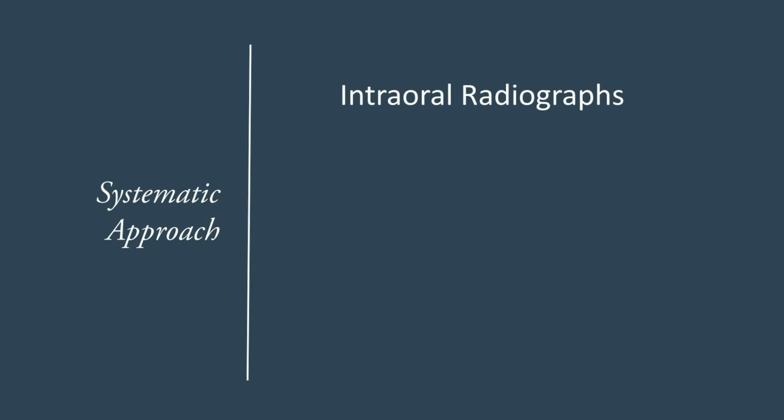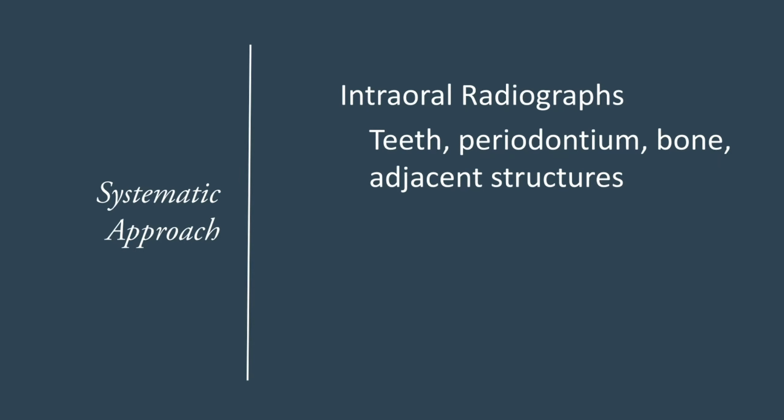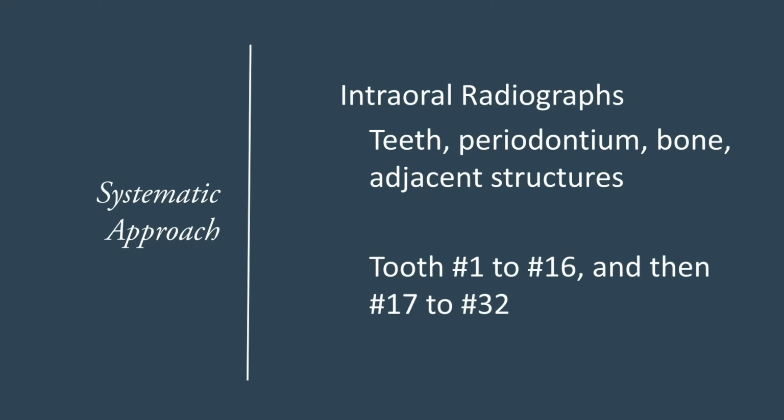I start looking at the crown of the tooth, then the root, then the periodontal ligament spaces, the surrounding trabecular bones, and any other structures adjacent to that tooth. If I have a full mouth series, I start with tooth number 1 and then I review one tooth at a time to reach number 16. Then I'll go to the mandible and proceed from tooth 17 all the way to number 32.